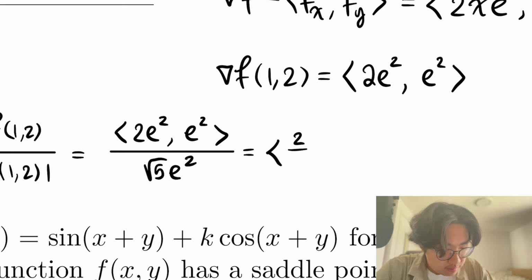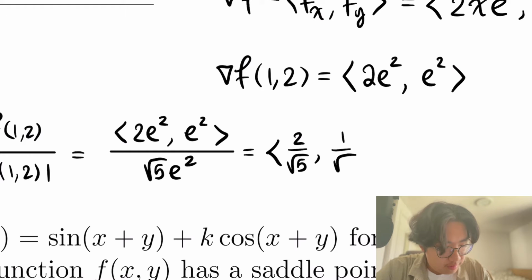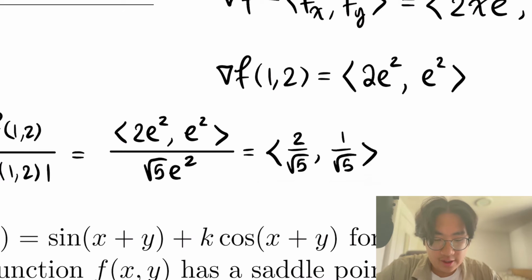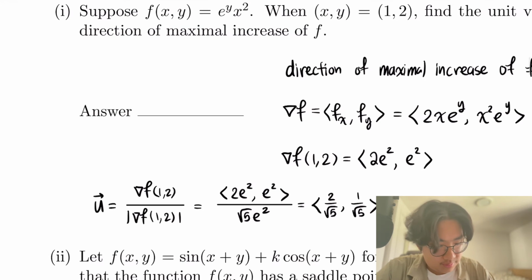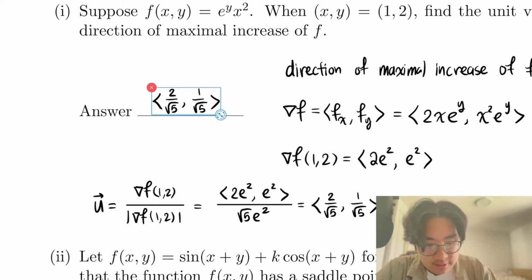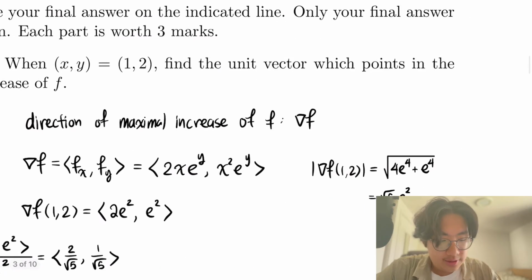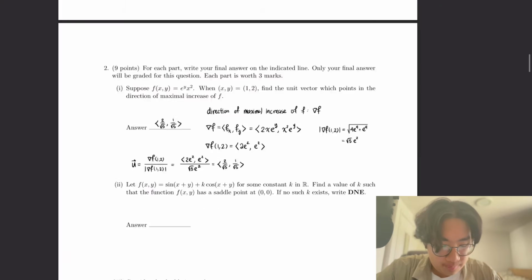So you have 2 over root 5. And then here, this just becomes a 1, so you have 1 over root 5. And that right there is your unit vector. So I will just copy and paste that here. Perfect. Okay. Again, remember to keep in mind whether you're going in the direction of maximal increase or decrease. And then also remember you need a unit vector.